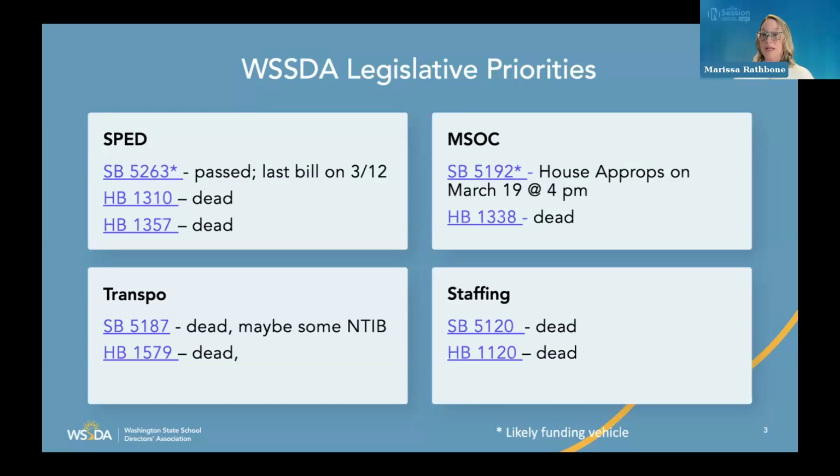The material supplies and operating cost bill, the vehicle that progresses is 5192, has already been scheduled in House Appropriations next Wednesday at 4 p.m. I have provided on the agenda a direct link for where you can go to provide your sign-in, I would assume, of support. It is not at the level that we would want it to be. This bill in particular doesn't get us to the full met need, but it is our best vehicle at present.